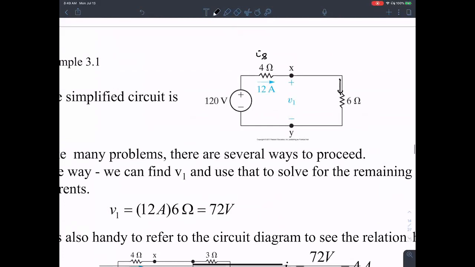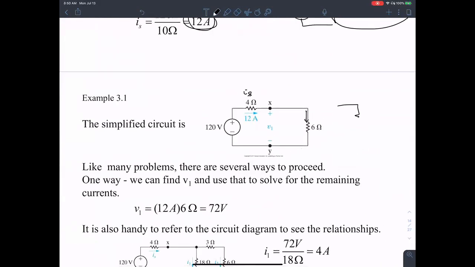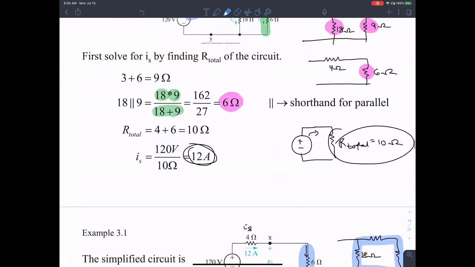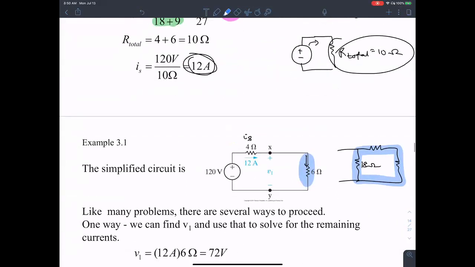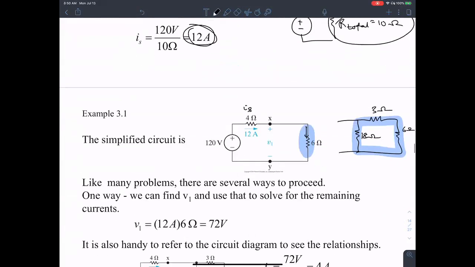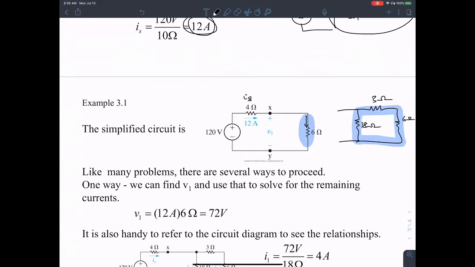Or in other words, if I go back to expressing this guy using the 18 ohms and the other path, remember this guy was just a stand-in for all of this, right? The 6 ohms was a stand-in for 18 ohms in parallel with 9 ohm resistance, because this is 6 ohms and this is 3 ohms resistance. So there are several ways we can proceed. One way is to find V1. So what I'm going to do is find the V1 voltage here. There's more than one way to solve this problem.